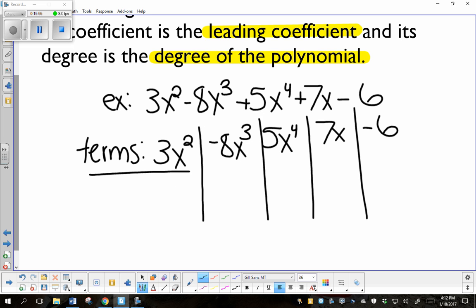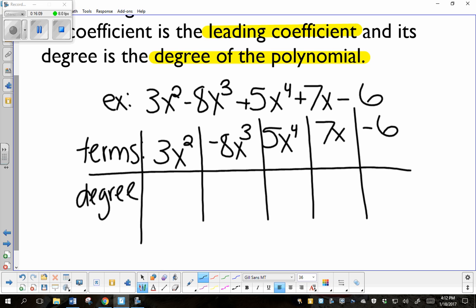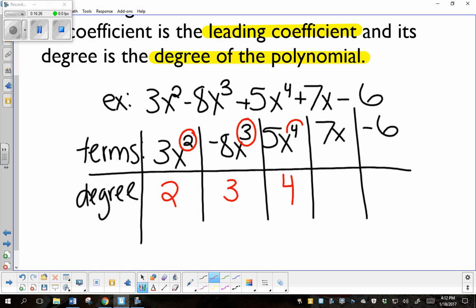So now what we're going to look for is the leading term of that polynomial. That's the one with the highest degree. So let's write down what the degree of each term is. The degree is the number of variable factors. So this first one, the degree is 2 because of that 2 right there. The second term, its degree is 3 because of that 3. This one's degree is 4 because of that 4. 7x's degree is 1 because there's technically a little 1 on that x. And negative 6, its degree is 0.